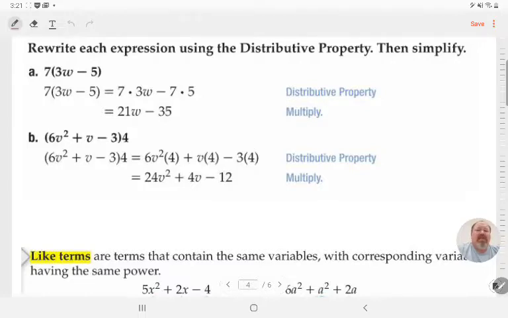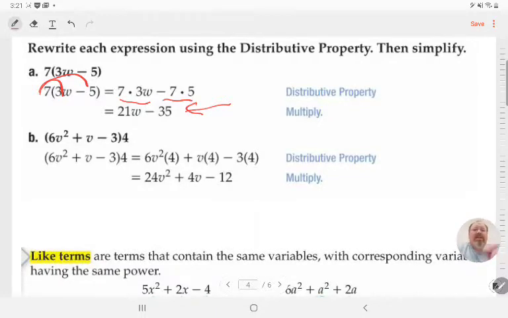So I have 7 times the difference of 3w minus 5. So I can use the distributive property, and I take 7 times 3w and 7 times 5, which is what we have right here. And that would be 21w minus 35, which is as low as we could go. There are no like terms, so that's it. We're done unless we knew what w is, and we don't.